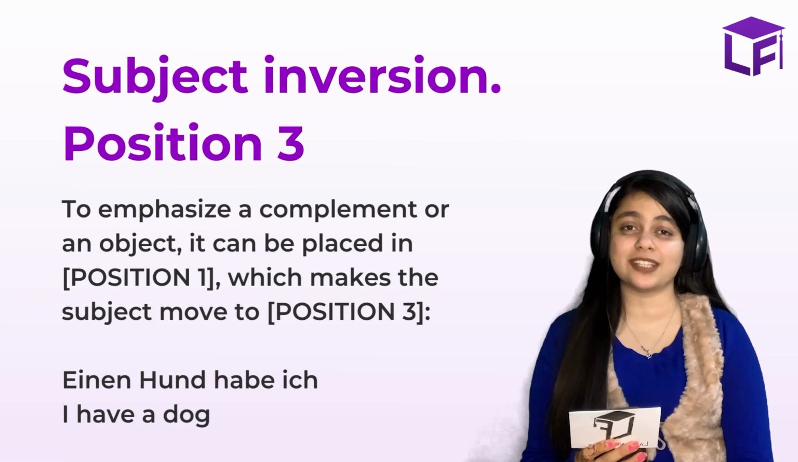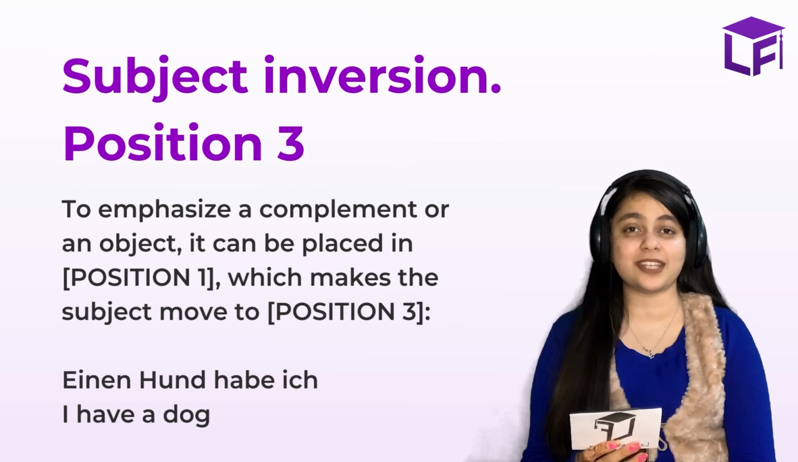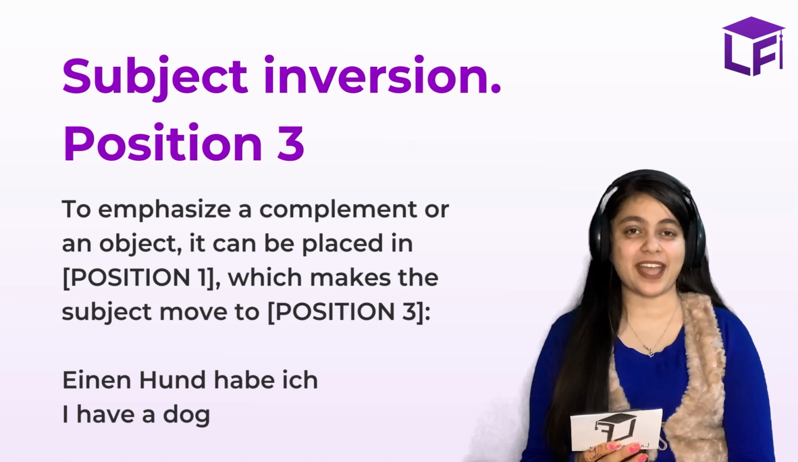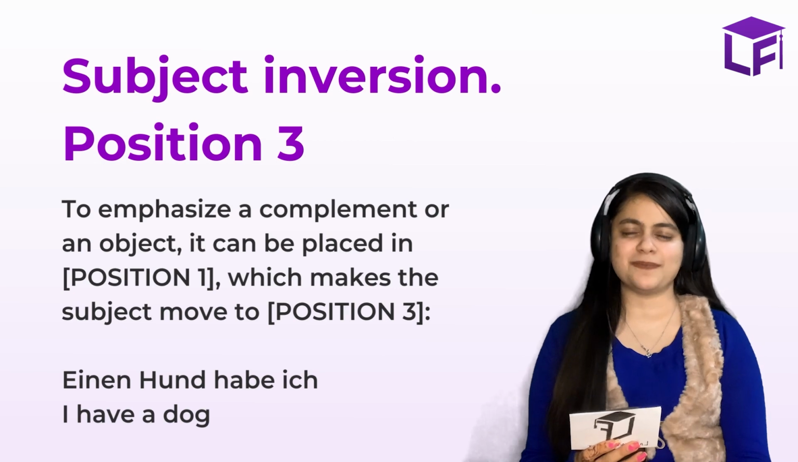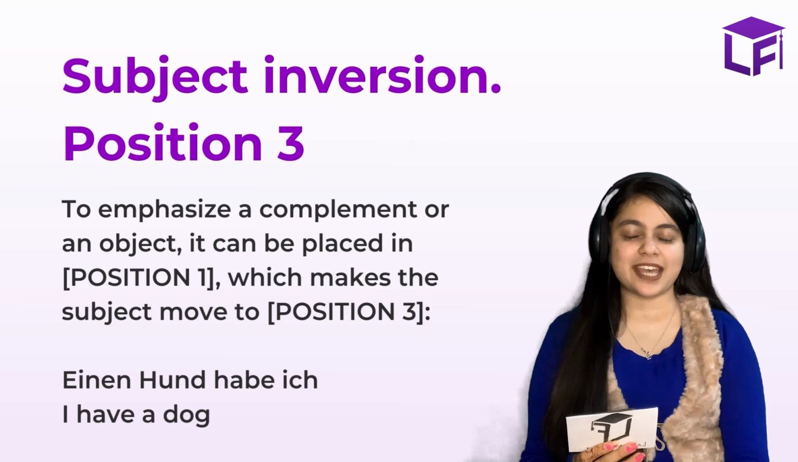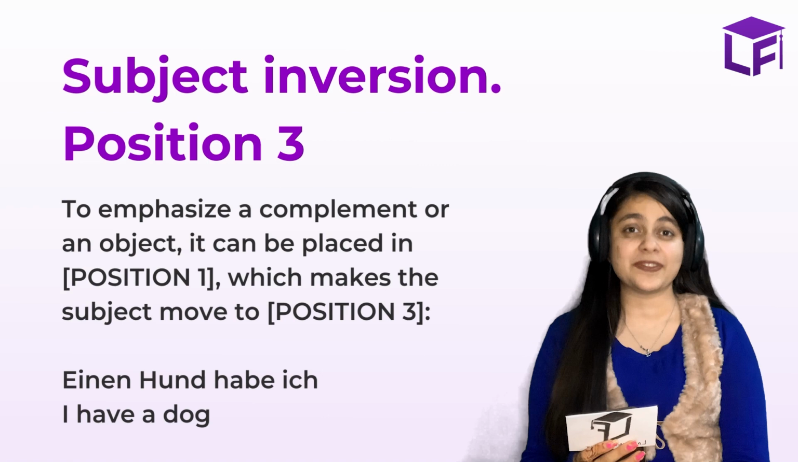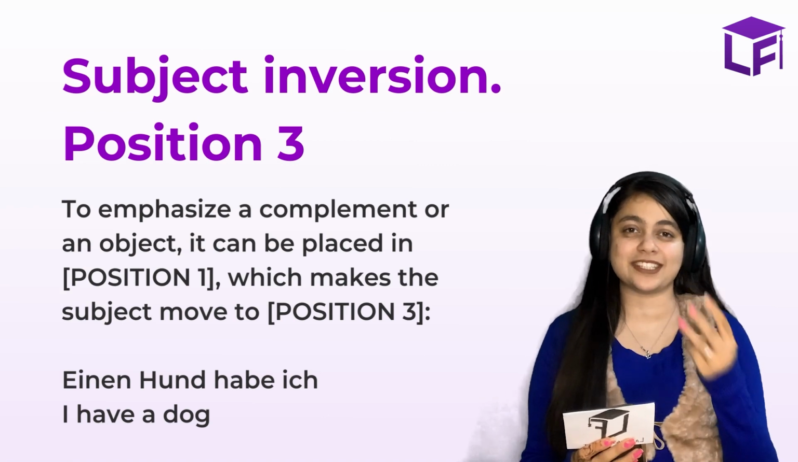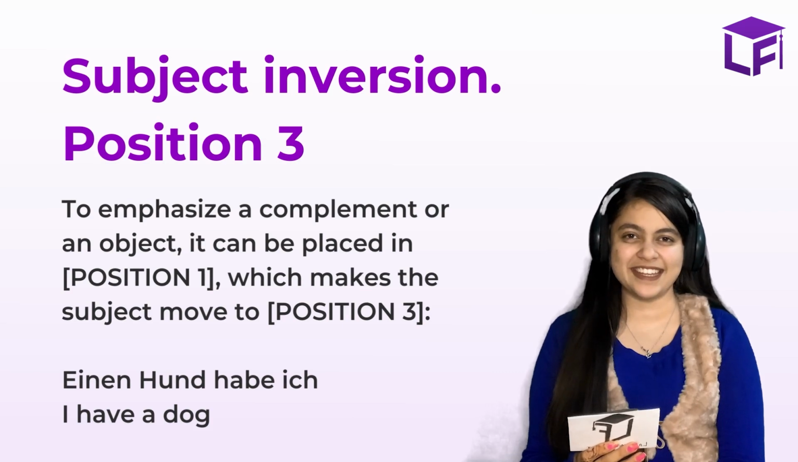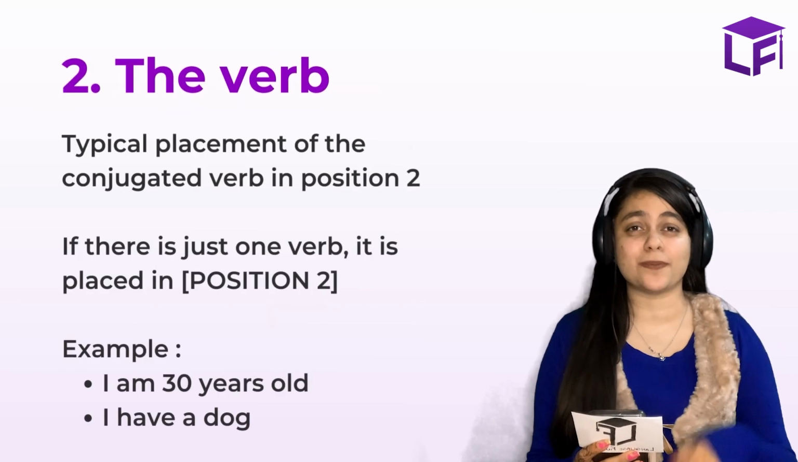So now according to this concept, I can write the same sentence as Einen Hund habe ich. Einen Hund habe ich. It makes the same sense. I have a dog. But the only difference is I'm emphasizing the dog now. So the dog, or einen Hund, which is actually the object of the sentence, takes the first position and ich takes the third position of the sentence. Einen Hund habe ich. Okay?